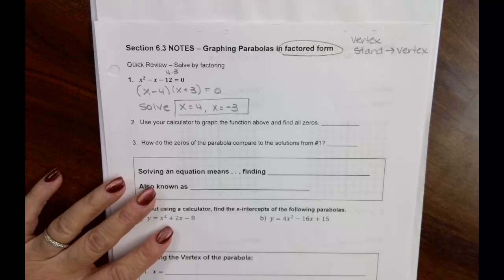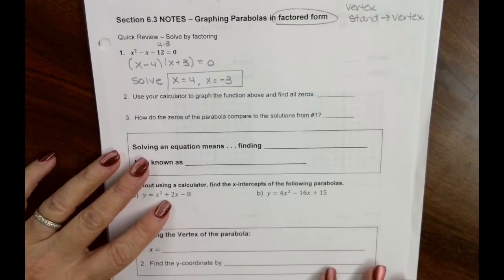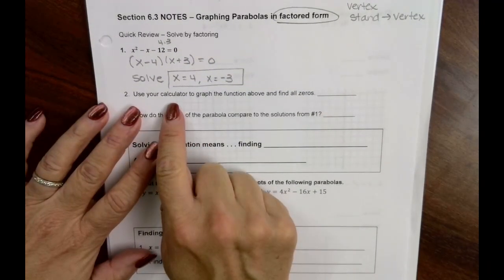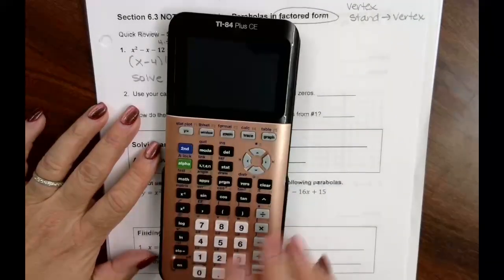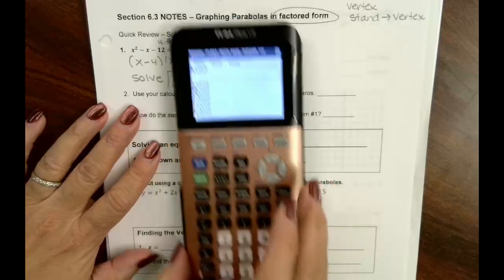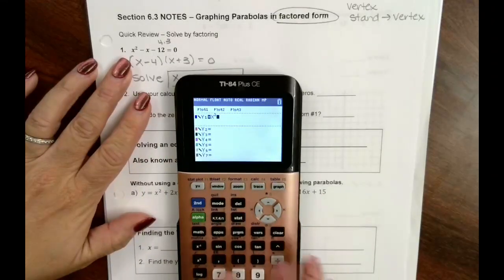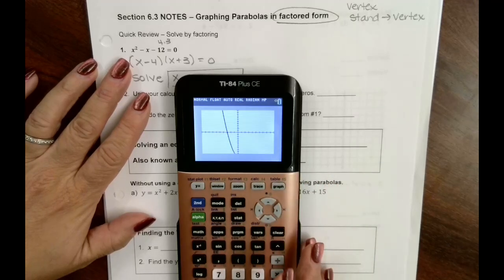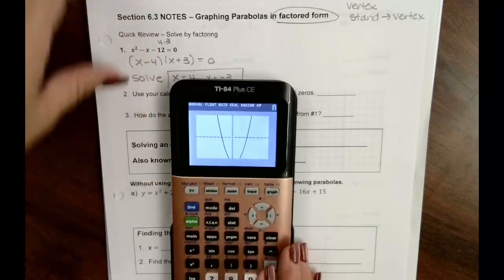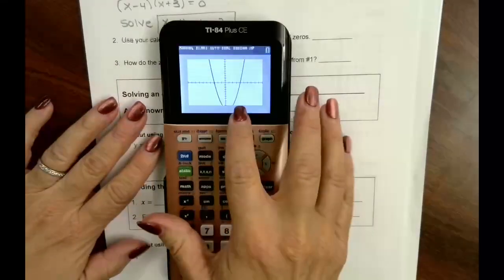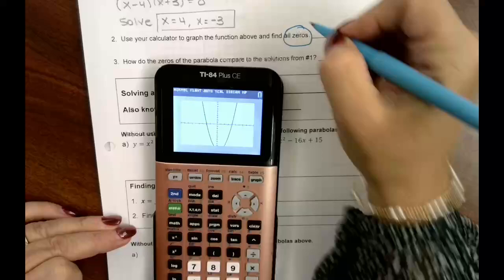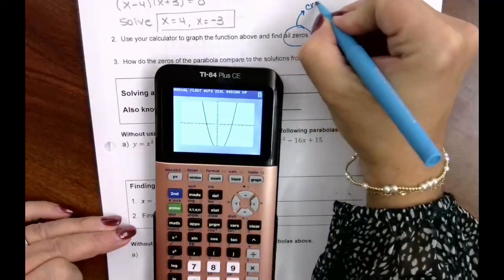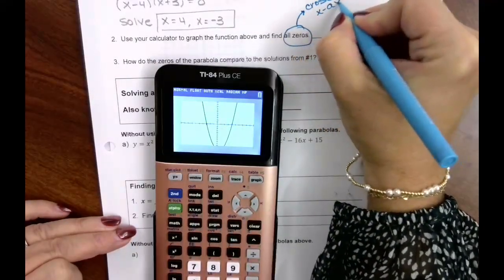So let's see what this looks like when we actually graph the parabola. Step 2 says, use your calculator to graph the function and find the zeros. So I'm going to use my calculator here, and I'm going to graph x squared minus x minus 12. Okay, now I see I have a parabola. I really don't care about the bottom of the parabola because what it tells us here is find all the zeros. And remember, the zero is where we cross the x-axis.